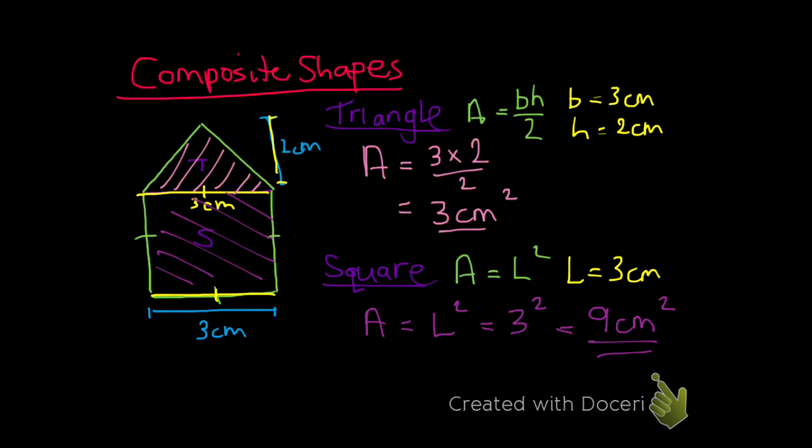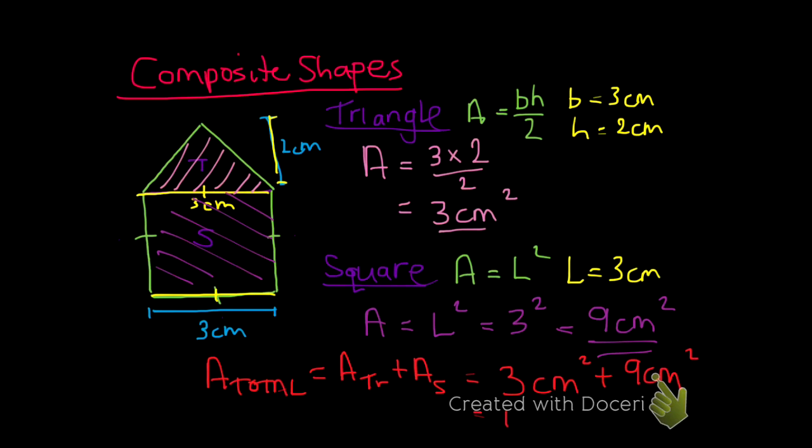Now that I know the area of my square, I know the area of my triangle, it's as simple as adding up my total area of my composite shape. So the area total of this shape is going to be the area of my triangle plus the area of my square, which is going to be 3 centimeters squared plus 9 centimeters squared, and that's going to give me 12 centimeters squared.